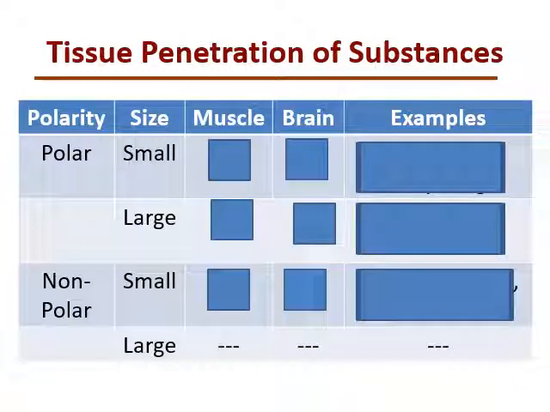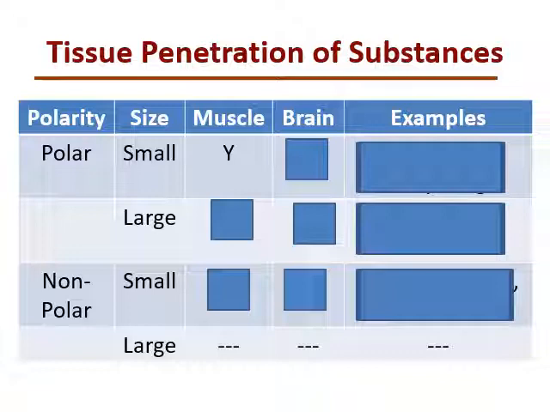So just to really beat this to death, let's try to fill in this table together. We're going to look at tissue penetration of various substances. We're going to start the first row with a polar substance that is small, molecular weight about 500. So would that penetrate into muscle? Now keep in mind that muscle has the loose junction, typical capillaries, while brain has the tight junction. So a small polar molecule, can it get into muscle? Well, remember, it can get in between those capillary cells, so the answer is yes.